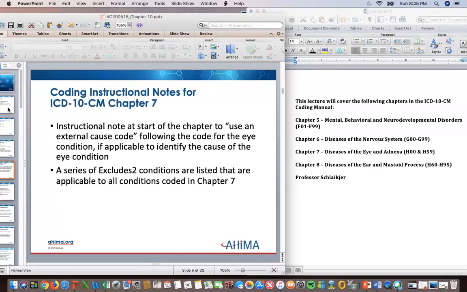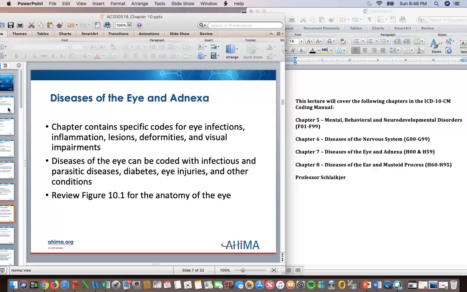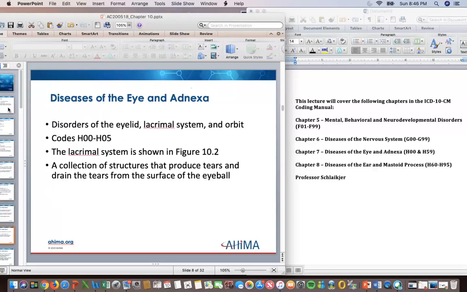Okay. There is an instructional note at the start of the chapter to use an external cause code following the code for an eye condition. So if you can identify that, you need to pick that up also. A series of Excludes2 conditions are listed that are applicable to all conditions coded in chapter 7. And we just reviewed the guidelines for assigning glaucoma codes. So that is basically what your coding guidelines will cover.